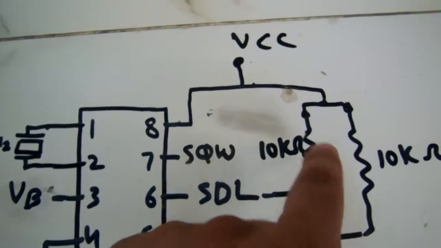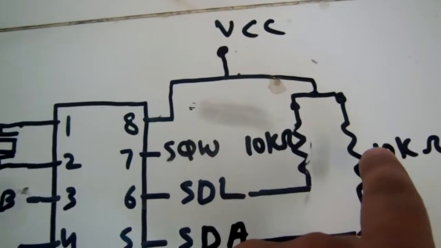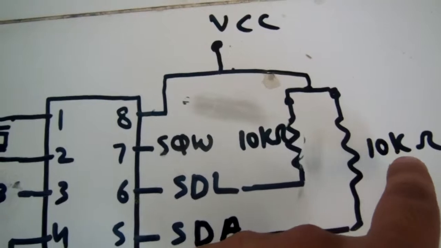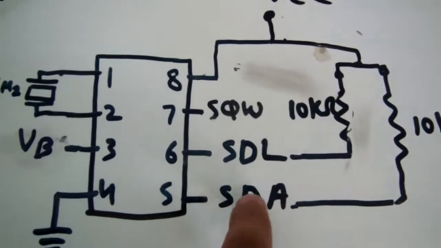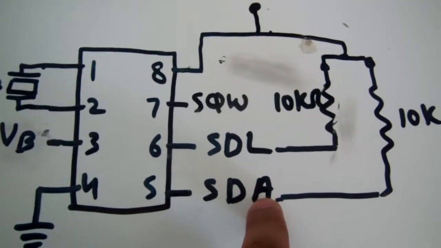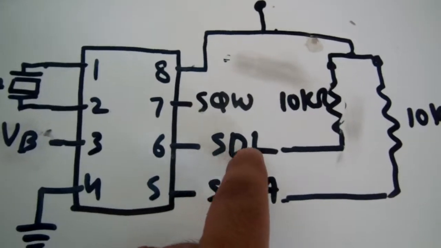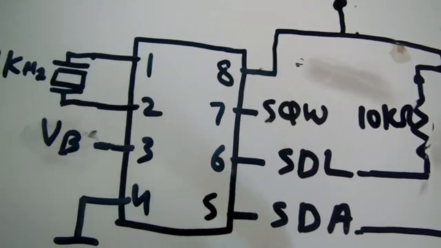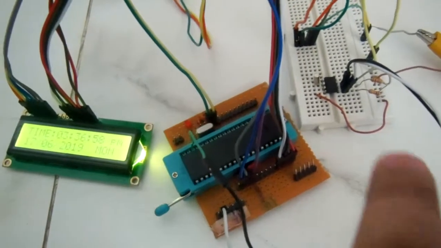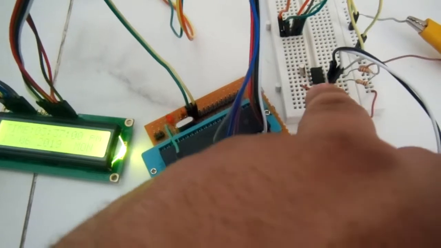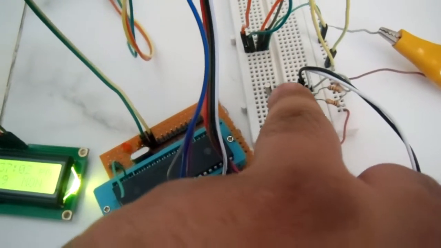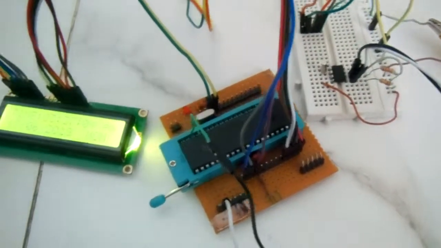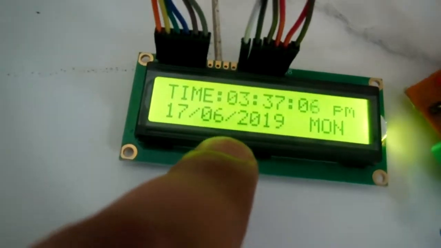6 and 7 have been pulled up with about 4.7 kilo ohm or 10 kilo ohm resistors. This is the serial data pin, and this is the serial clock pin. We need 2 pins, for serial data and for serial clock. And the microcontroller is reading the time and date from the DS1307 IC and showing the result on the LCD.